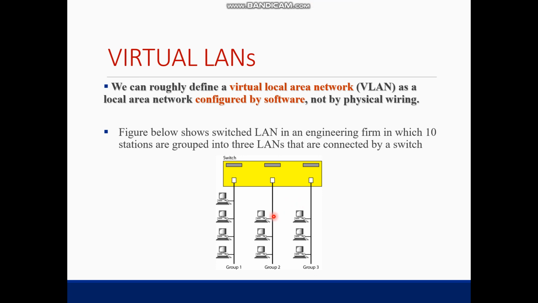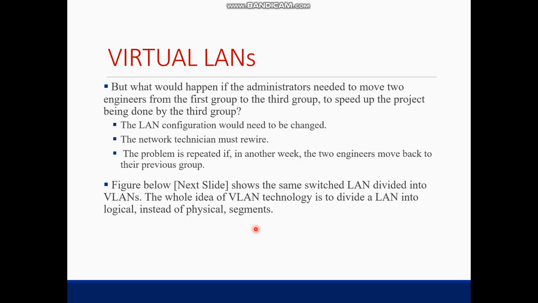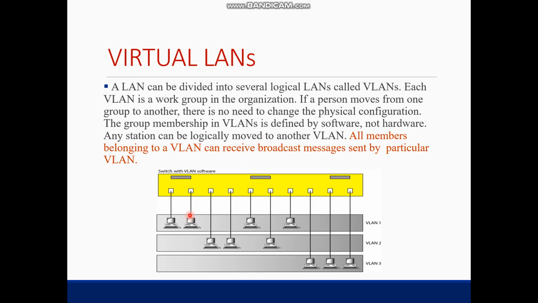So instead of using physical connection, we can say in the virtual local area network, we are going to use logical segments instead of physical segments. In this figure, it's just like the previous example, but we are going to use the virtual LAN. So we are going to divide the stations into subgroups. Each group is going to be called a VLAN.